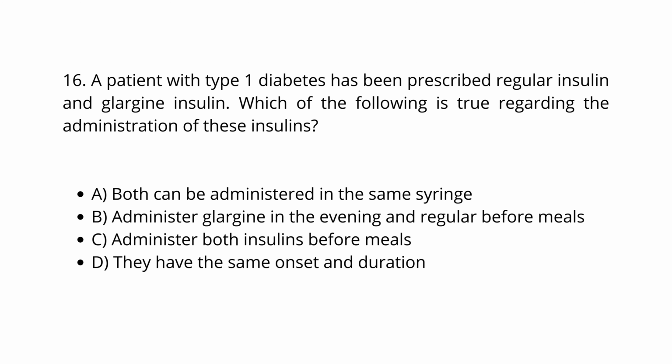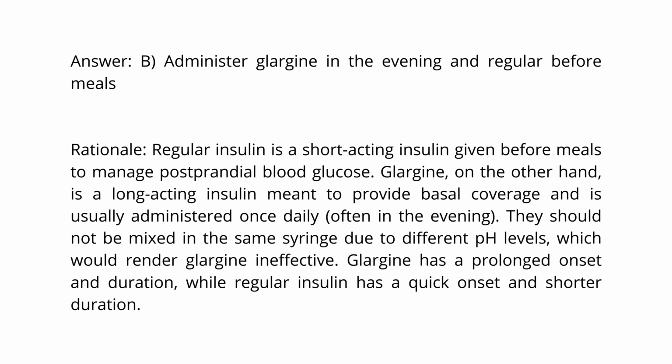16. A patient with type 1 diabetes has been prescribed regular insulin and glargine insulin. Which of the following is true regarding the administration of these insulins? A. Both can be administered in the same syringe. B. Administer glargine in the evening and regular before meals. C. Administer both insulins before meals. D. They have the same onset and duration. Answer: B. Administer glargine in the evening and regular before meals.